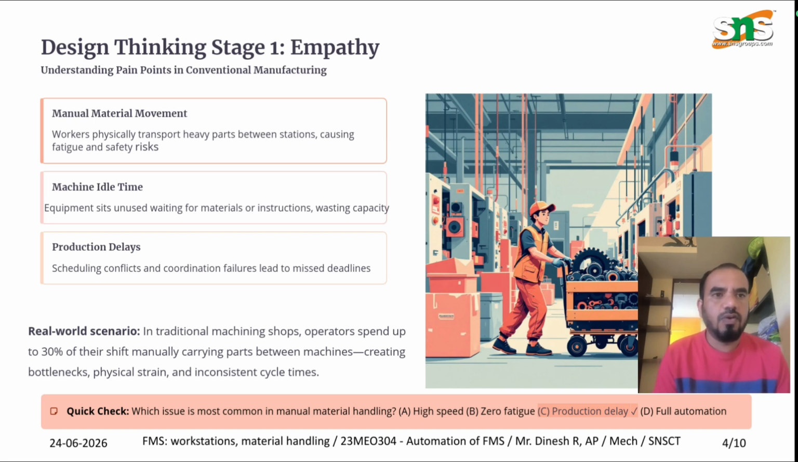Okay, now let's go for a quick check. Which issue is most common in manual material handling? The answer is also given here. The options are high speed, zero fatigue, production delay, and full automation. Okay, so obviously the answer will be production delay.